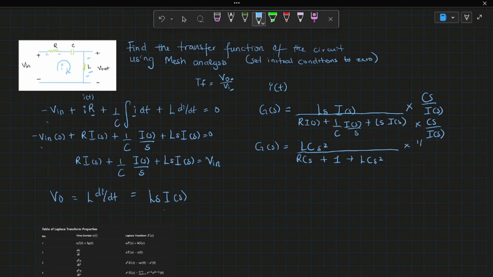So you can multiply by 1 over LC on the top and the bottom. Again, the way I'm simplifying is not definite. You can simplify it however you want to. Just ensure that the end result is okay. So this will be s squared over s squared plus R over L s plus 1 over LC. So either of these is okay. Basically, this is just the transfer function of the circuit.